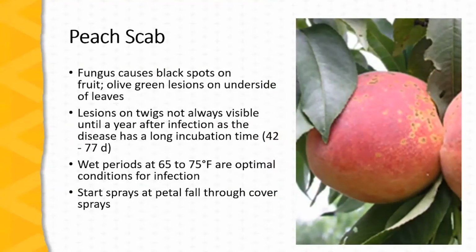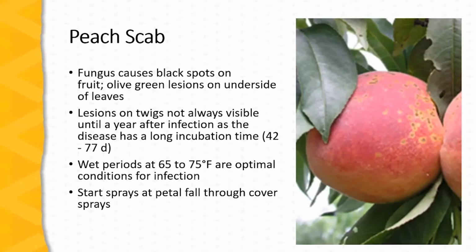Peach scab. This fungus causes black spots on the fruit, as we can see in this photo. And sometimes we see olive green lesions on the undersides of leaves as well. It can also cause lesions on the twigs, but these are not always visible until a year after infection. This particular disease has a long incubation time, 42 to 77 days in some cases.